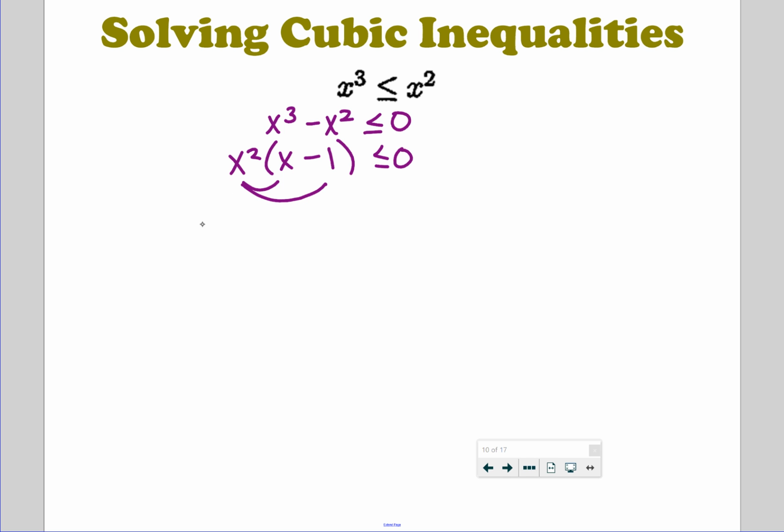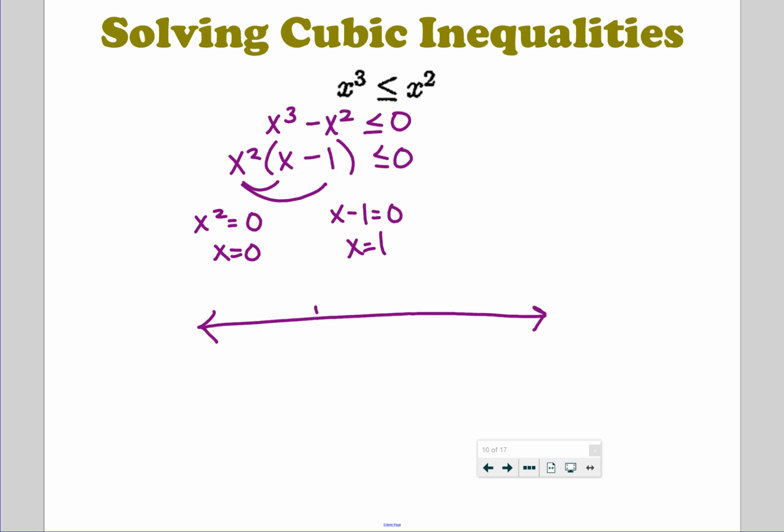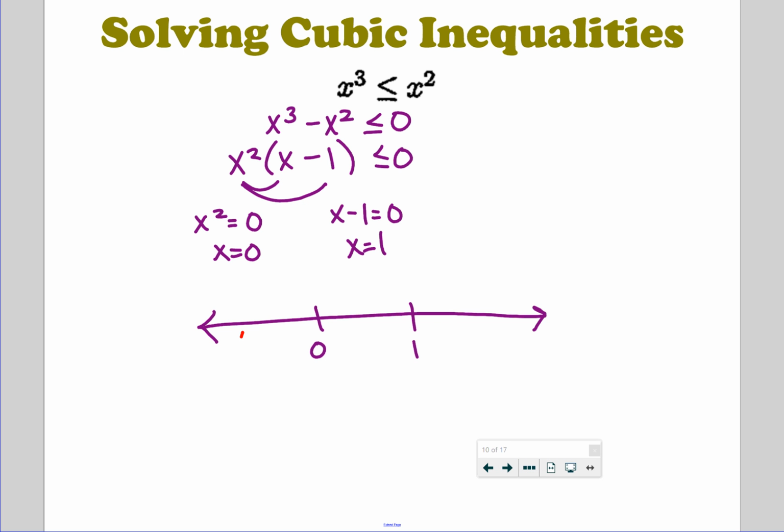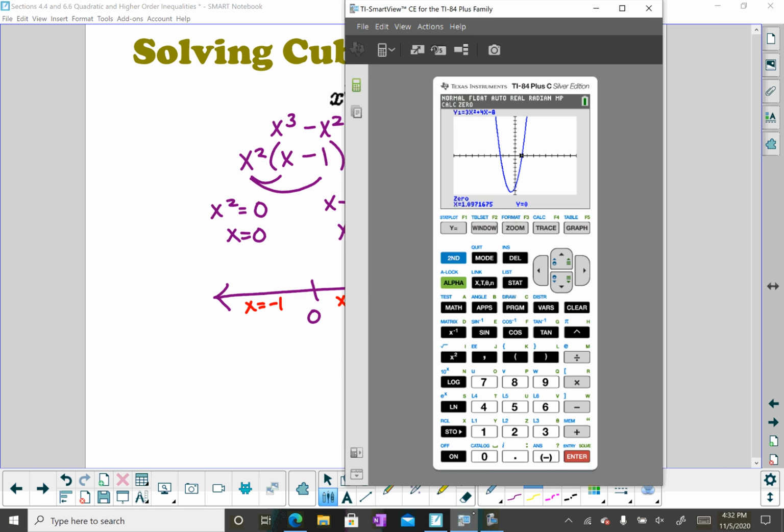Now I can set my factors equal to 0. If I set x squared equal to 0, I just get 0. If I set x minus 1 equal to 0, I get 1. So there are my breaking points at 0 and 1. And we're going to plug in test values between each point. So I'm going to use -1, 0.5, and 2.